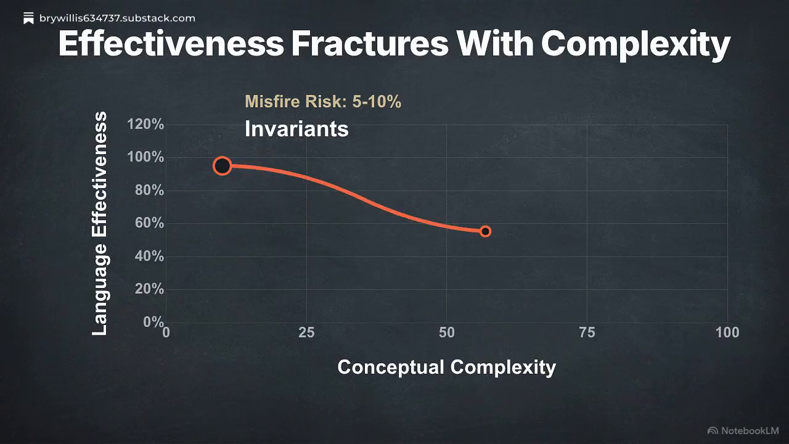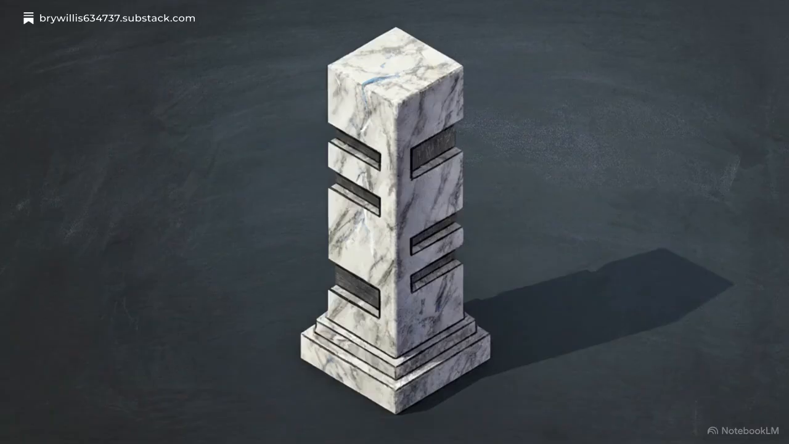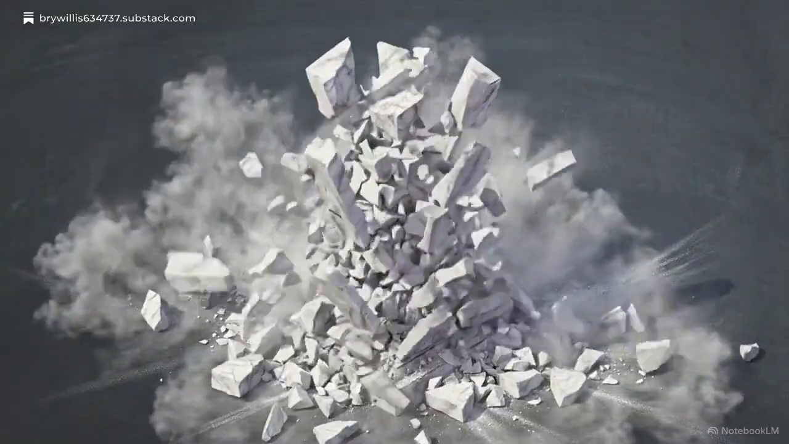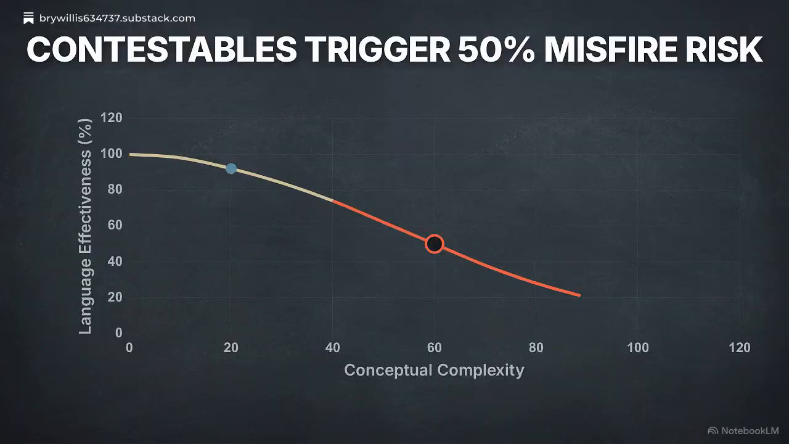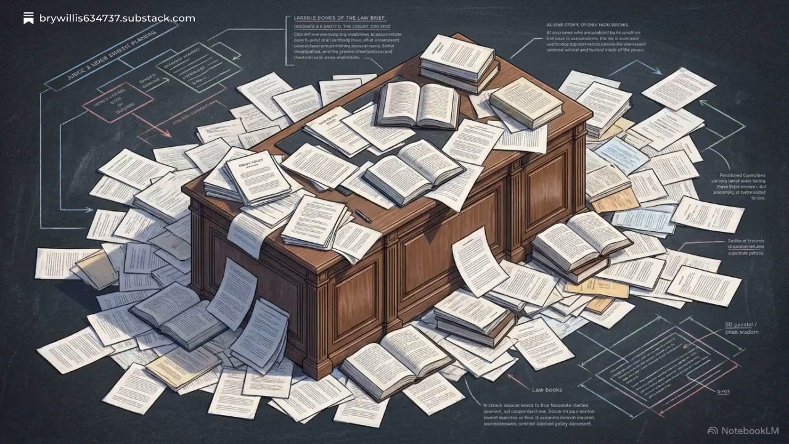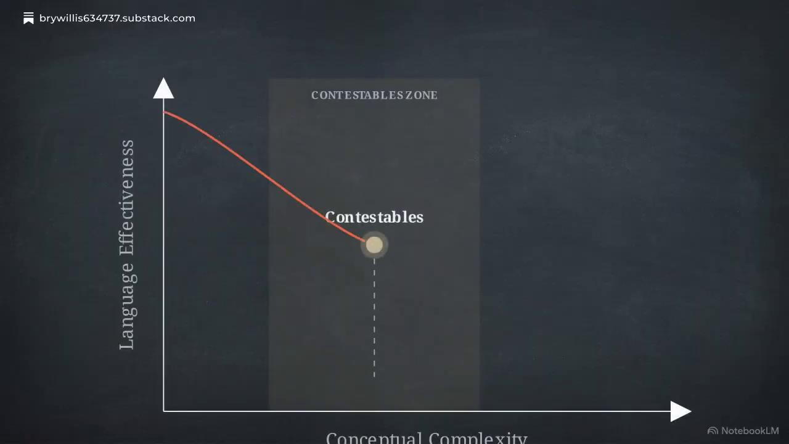Moving rightward into higher complexity, effectiveness begins to fracture. We enter the zone of contestables. These are the pillars of institutional life, concepts like justice, freedom, and fairness. These terms carry normative weight. They are instruments used to argue how the world ought to be, which makes them permanent sites of friction. In this zone, the misfire probability climbs to 40 or 50%. Institutions attempt to stabilize these terms through legal rulings or specific policies, but these arrangements are unstable. They persist only through pragmatic compromise or institutional authority, until the next dispute reopens the fissure. Contestables are linguistic battlegrounds, inherently structured for permanent dispute.